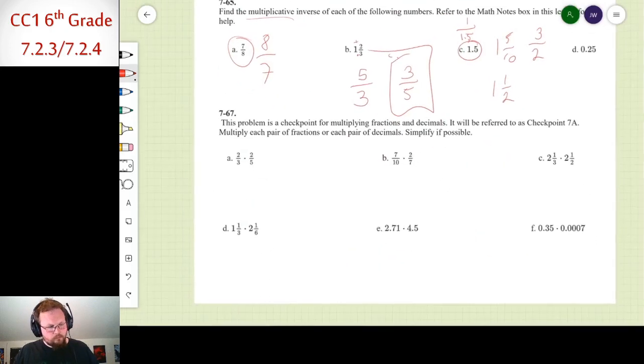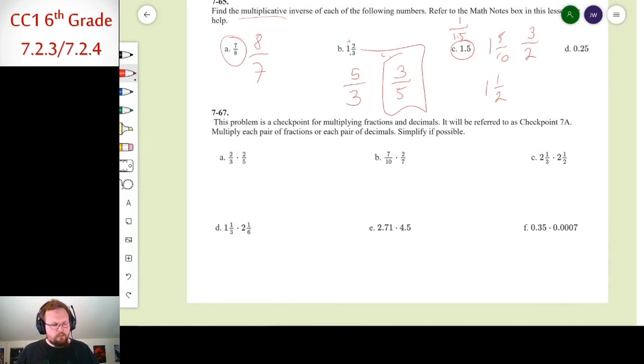Okay. 7-67, I want you to practice multiplying fractions and decimals. Again, when you multiply fractions, you do not need a common denominator, so don't do that. For C and D, convert them into mixed numbers first. 3 times 1 is 3, plus 1 is 4. Make that 4/3. 2 times 6 is 12, plus 1 is 13. And then you just multiply across. Make sure you're looking at the fact that these are multiplication.